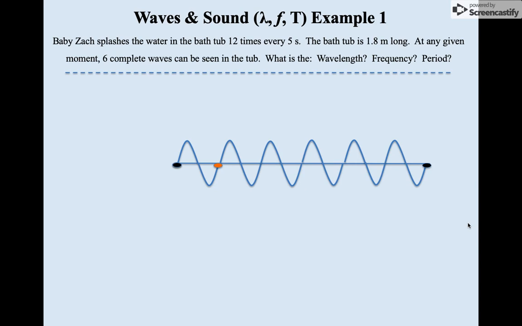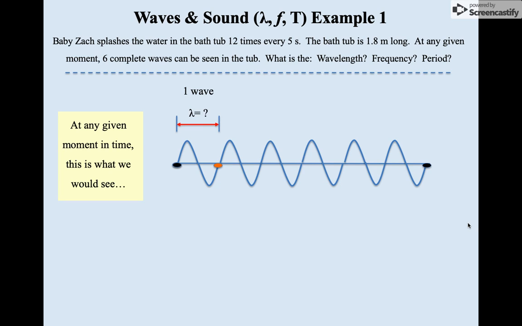So if you have a younger brother or sister or a cousin or some baby that you've seen in the bathtub and they keep splashing the water, they can be creating a lot of waves, but you don't see all of the waves at any given time. You just see some of the waves that they create, and there's reasons for that we'll learn in the course. So at any given time, we see 6 waves.